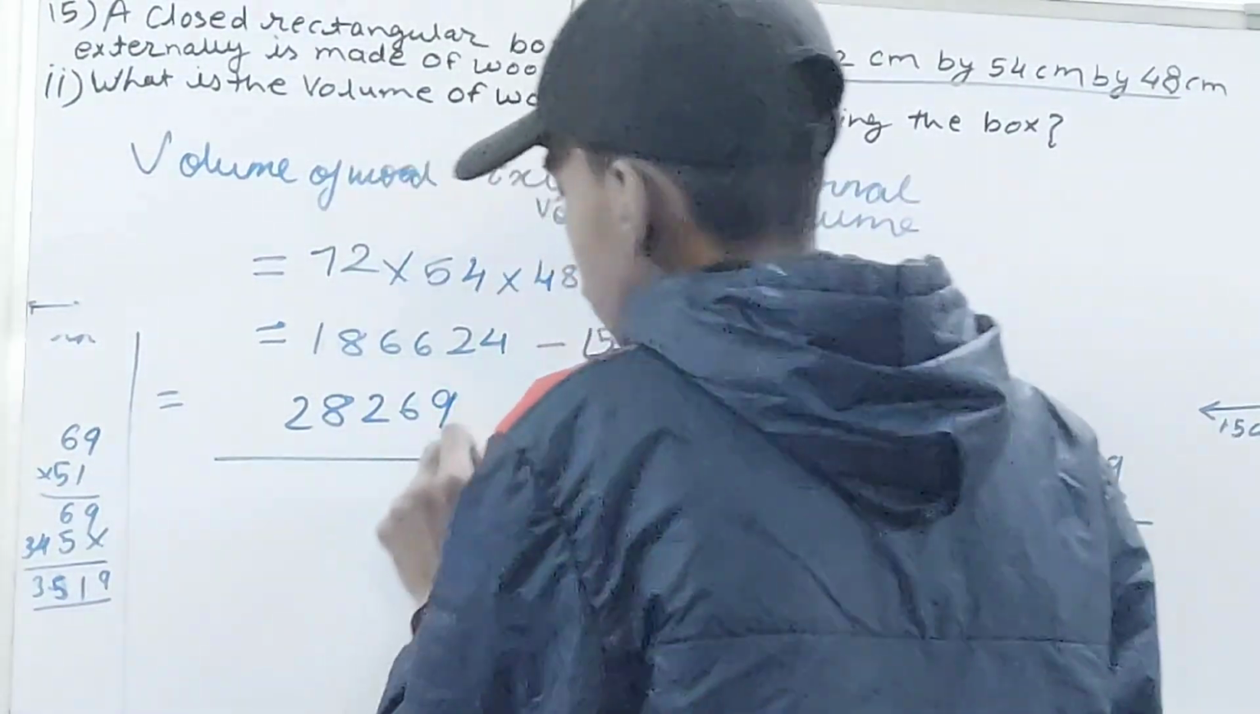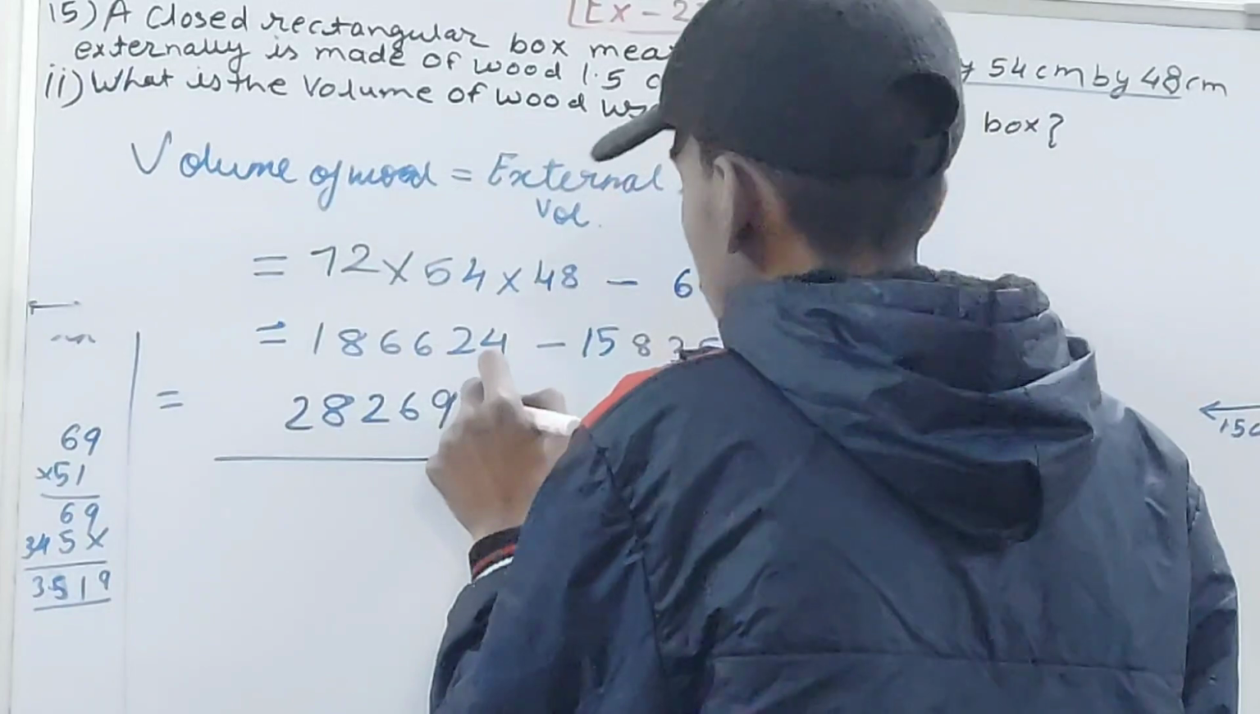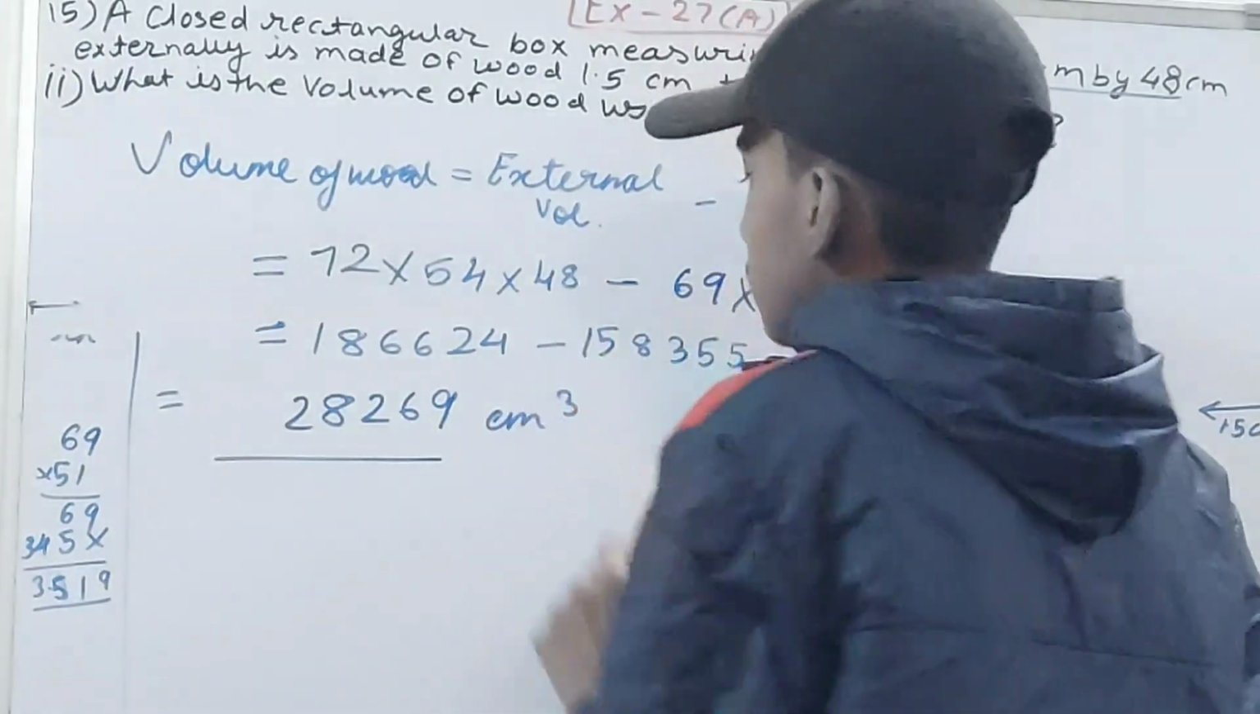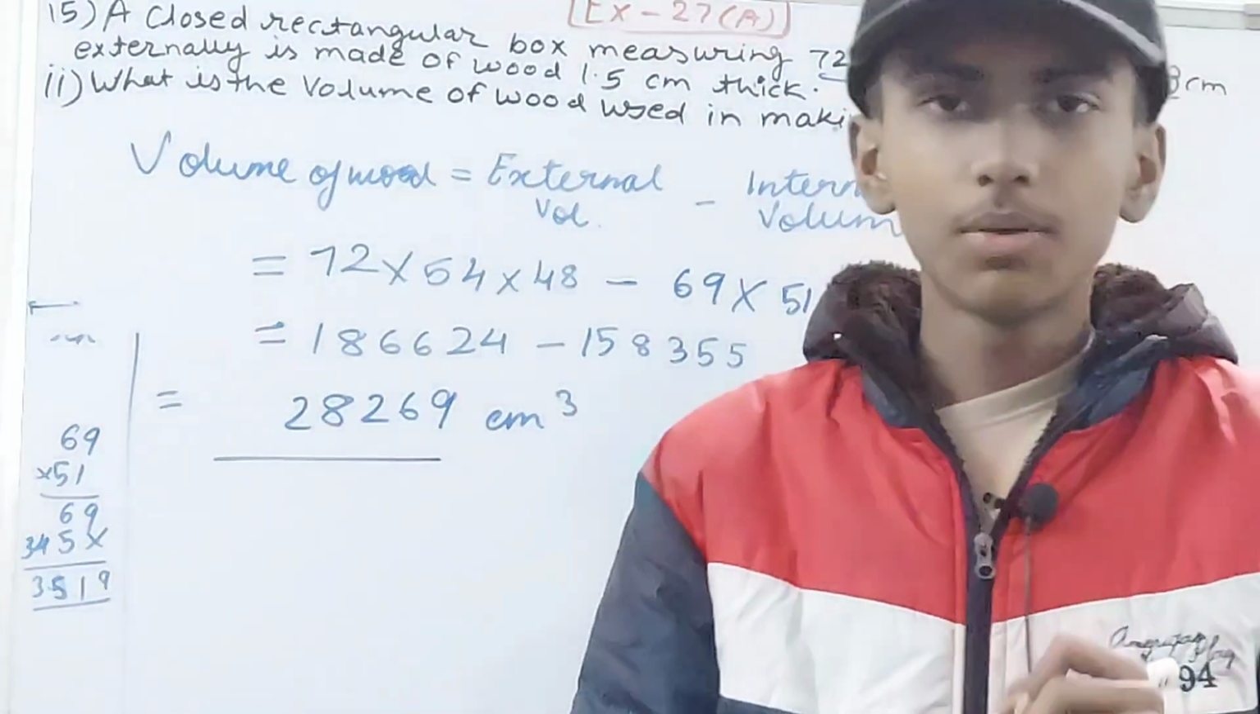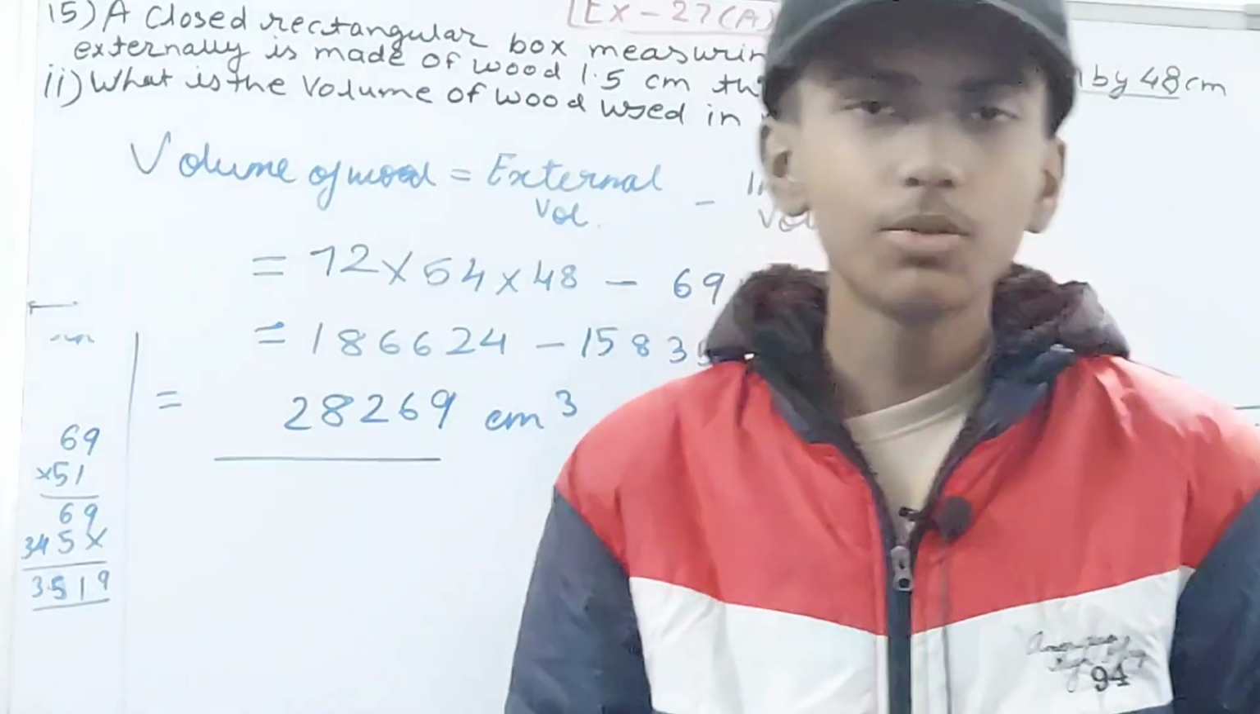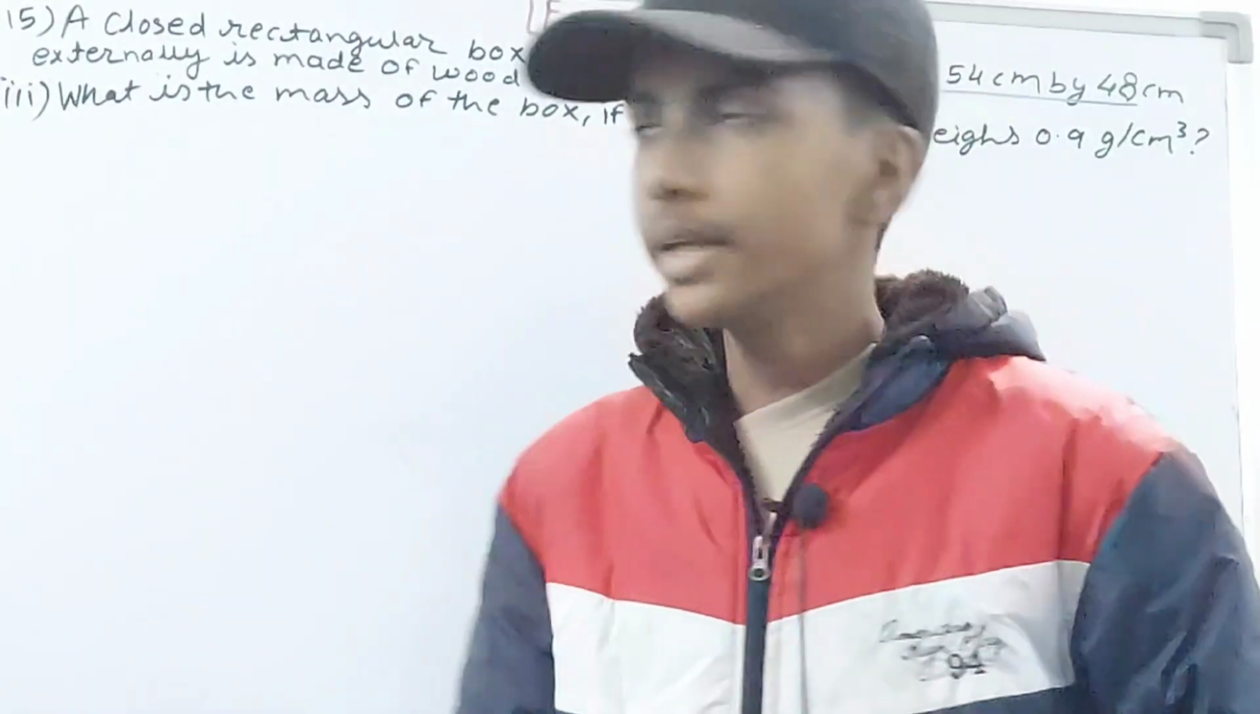So 28,269 what? Cubic centimeters. That is the volume of your wood. Let's move on to the next part. Now let's see the next one.